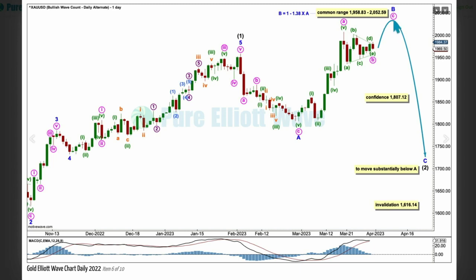2052.59. When B is over, then we would be able to use the Fibonacci ratio between A and C to calculate a target for C. For now, all we can say for a target for C is for an expanded flat, it should move substantially below the end of A at this point back here.